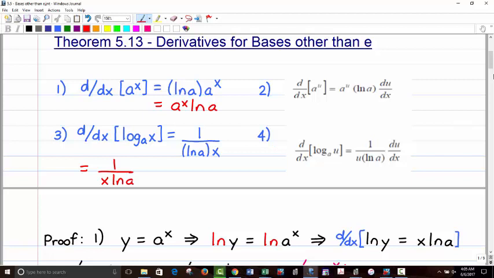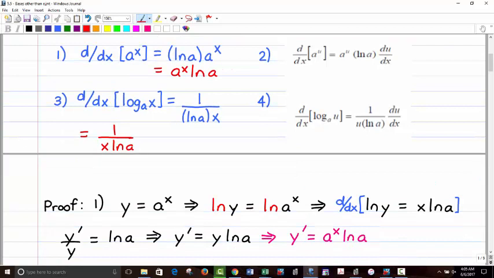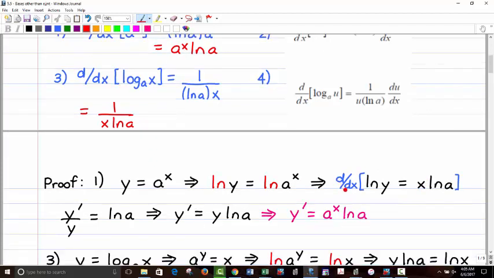Just for grins, I proved the a to the x one using logarithmic differentiation, which we are going to use again in this section. That's where you take the natural log of both sides. So you have ln of y equals ln of a to the x. Log properties allow you to bring that x down. Then we take the derivative with respect to x of ln of y, and we've done this before. That produces y prime divided by y every time. It's all about the chain rule.